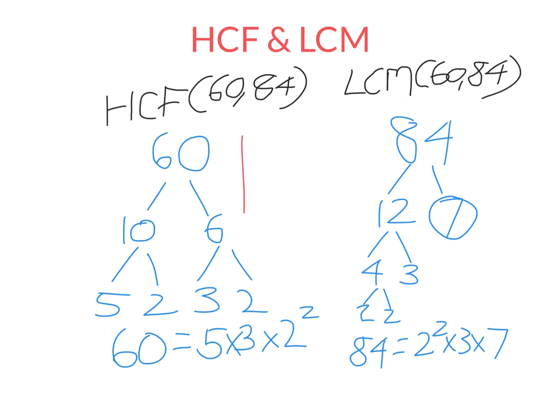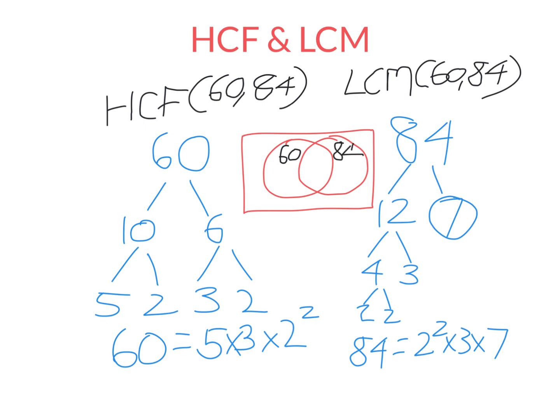So what we can do is start here with a Venn diagram. So it's a rectangle that encloses two overlapping circles. So we have the 60 circle and the 84 circle. In the middle, you put the factors that are common to both. So note, both of the prime factorizations have two 2's and a 3. So I put two 2's and a 3 in the middle.